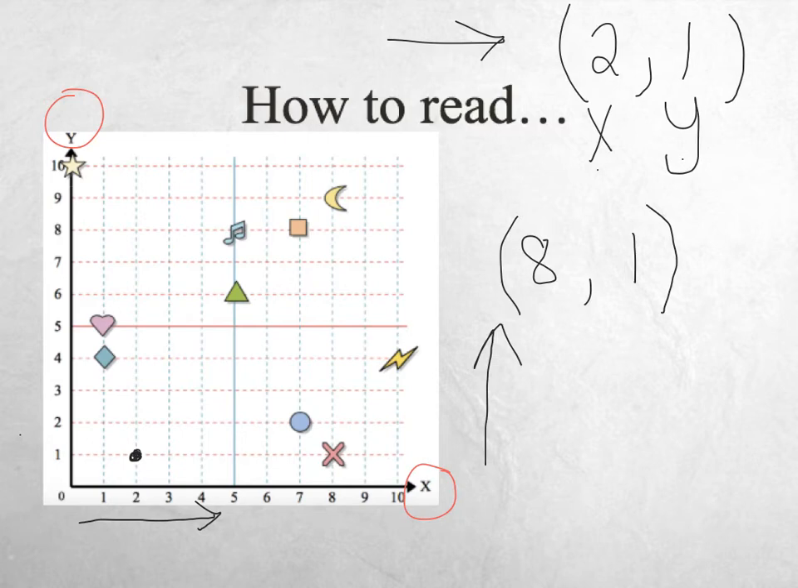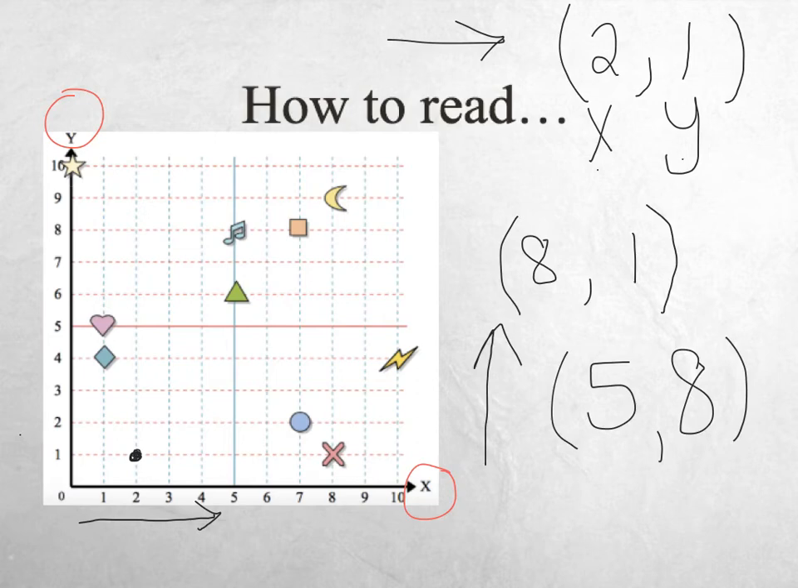Let's do the music note here. Alright, so I gotta find my coordinates for the music note. How many spaces do I need to go over on the x-axis to find the music note? So I'm starting at the origin. 1, 2, 3, 4, 5. The music note is on the 5 on the x-axis. And then how many spaces up do I need to go to find it? 1, 2, 3, 4, 5, 6, 7, 8. It's on the 8 on the y-axis. So the music note is at the coordinates 5, 8.